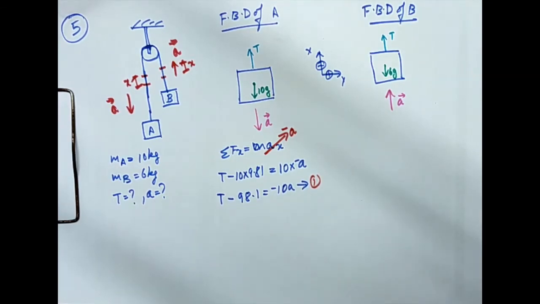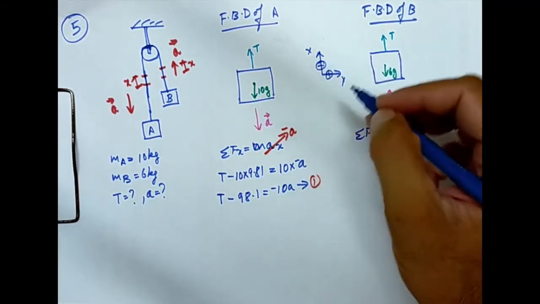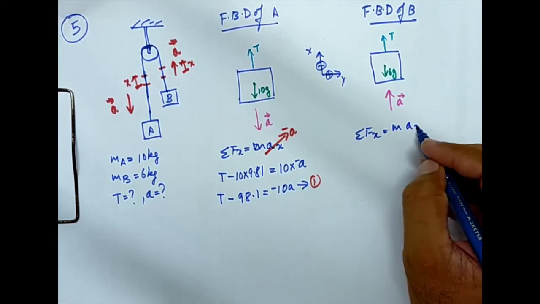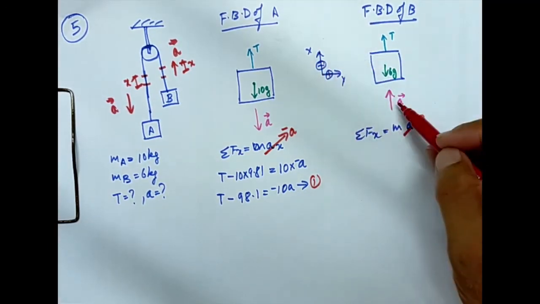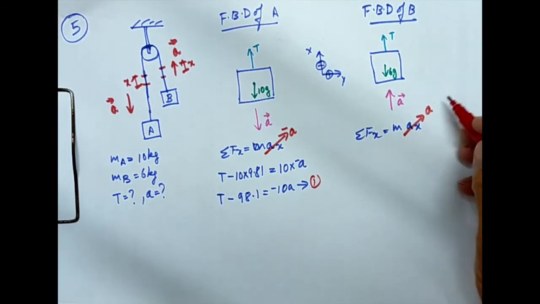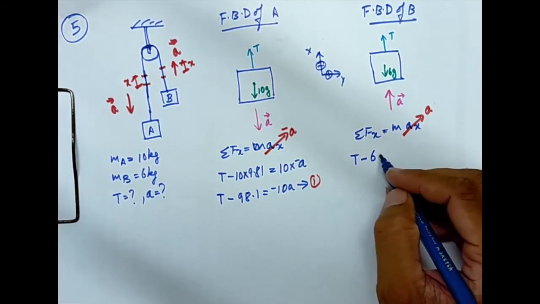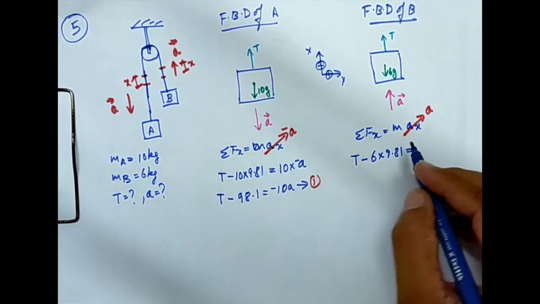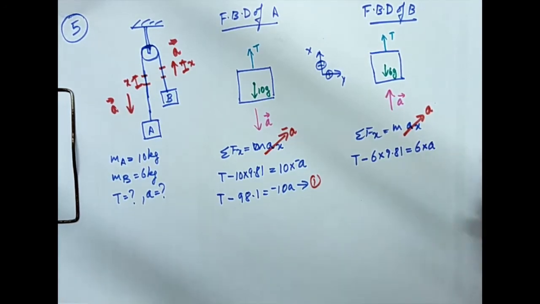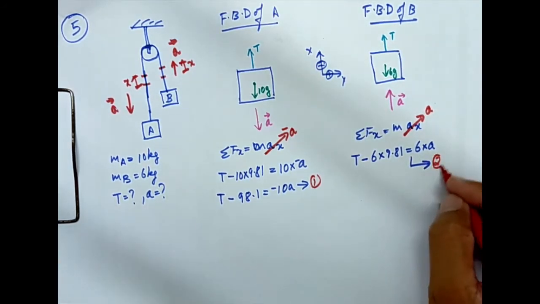Because there are two unknowns, I need another equation, which I will get from block B. Here also I am using the same coordinate system. Sigma Fx equal to m ax. Here also I am considering the ax component. I considered x upward, the direction of acceleration is also upward, and the magnitude is a, so it is plus a. Now T minus 6 into 9.81 is equal to, mass is 6 kg, so 6 times a. This is my equation number 2.